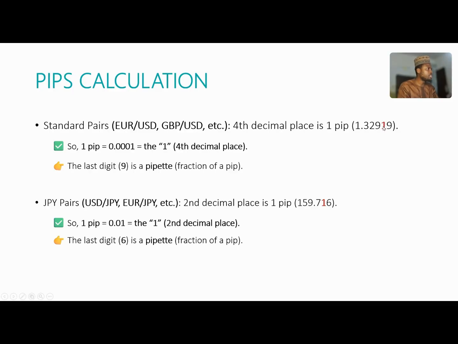That means if this changes, that means 1 pip. If this changes to 10, from 0 to 9 to 10, that means this will change. That means 10 pips. When this changes, that means 10 pips. When this changes, 100 pips, 1000 pips, 10,000 pips. Yes, that's how it is.